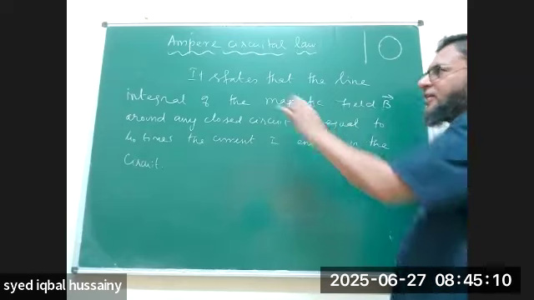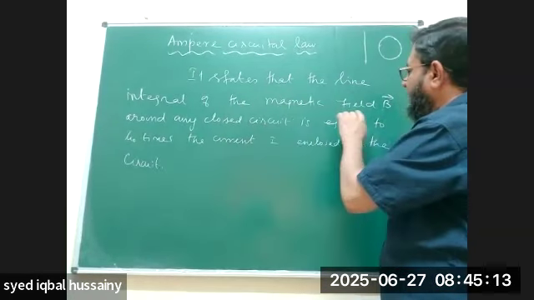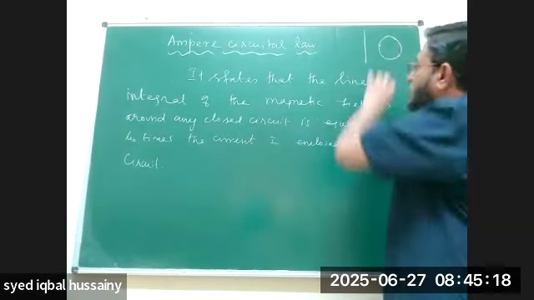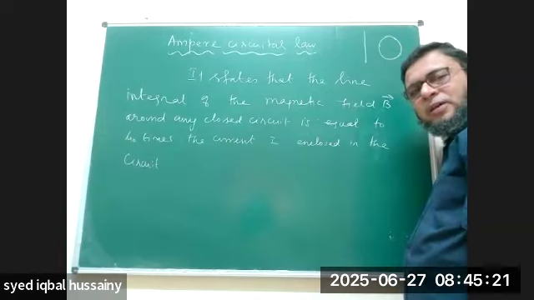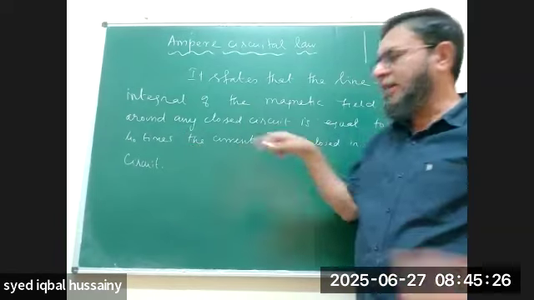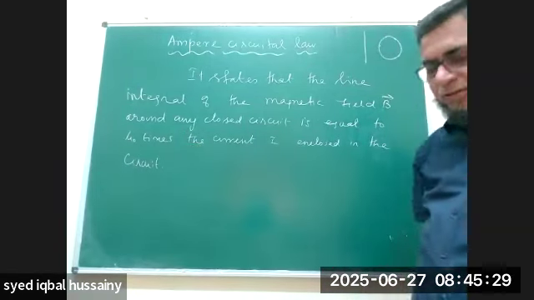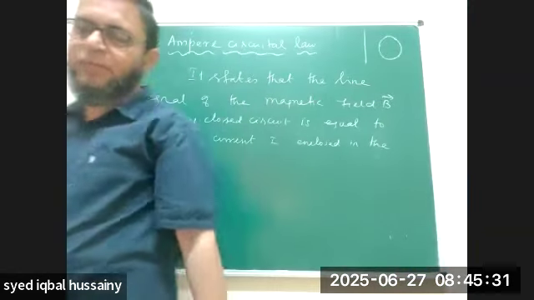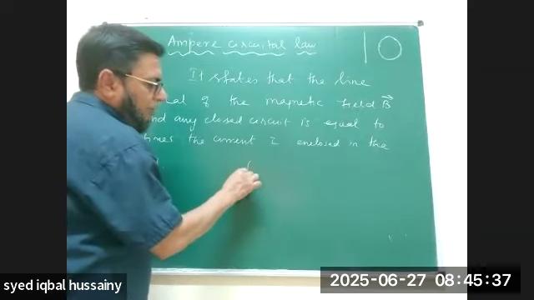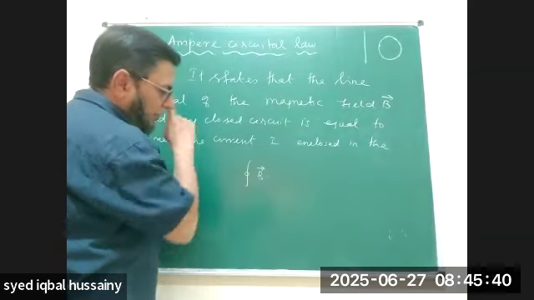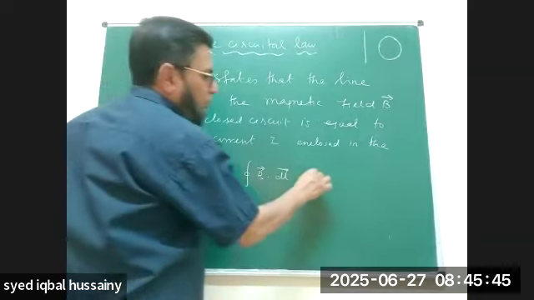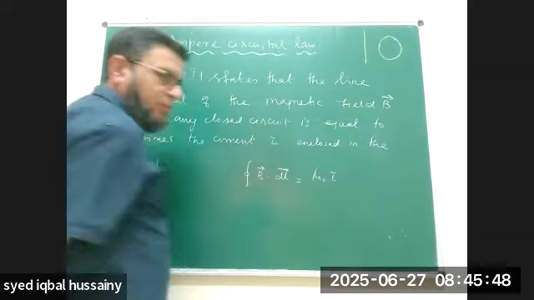So first listen very carefully. It states that the line integral of the magnetic field around any closed circuit is equal to mu naught times the current I enclosed in the circuit. If you write the formula, you will be able to understand very clearly. The line integral of the magnetic field, the closed integral of B vector dot dl vector, will be equal to mu naught times the current enclosed in the circuit.